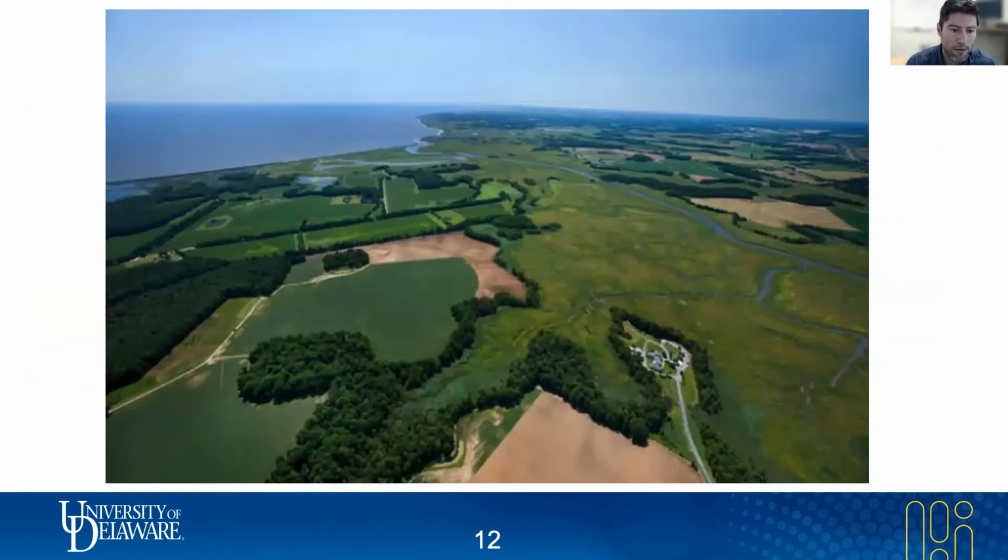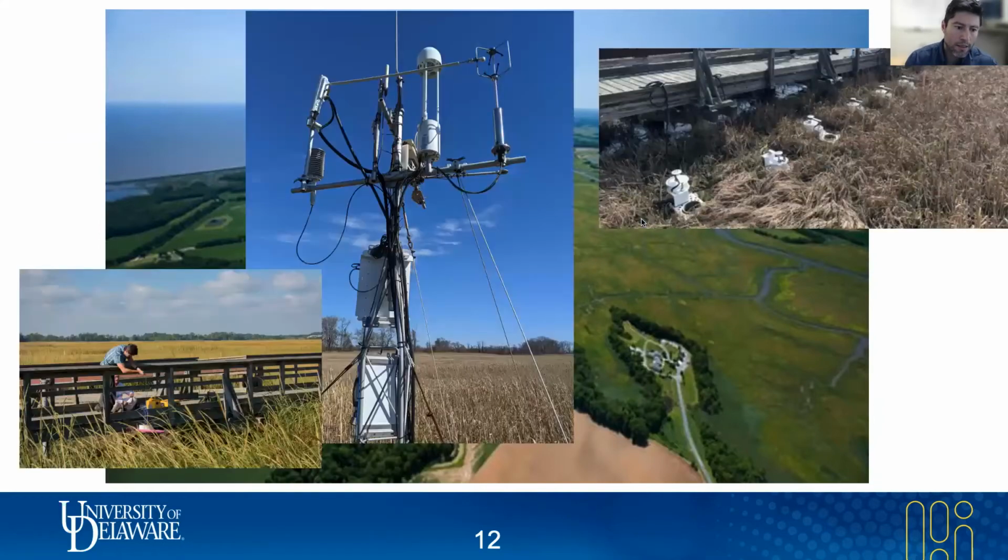This is the Delaware Bay, the St. John's River. You see the salt marsh, and there are some creek channels that flow into the marsh. This is mainly where we were measuring, around this area here. And we try to study different components of this ecosystem.